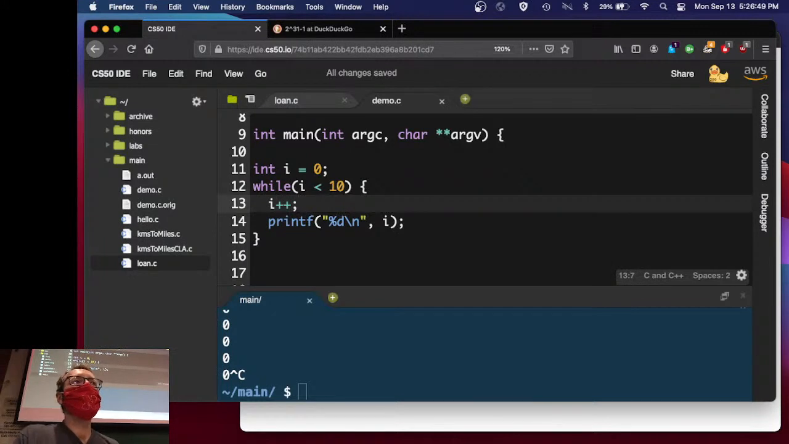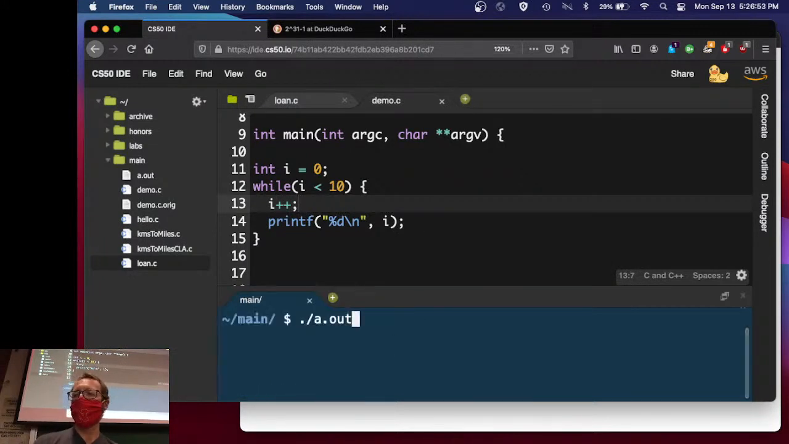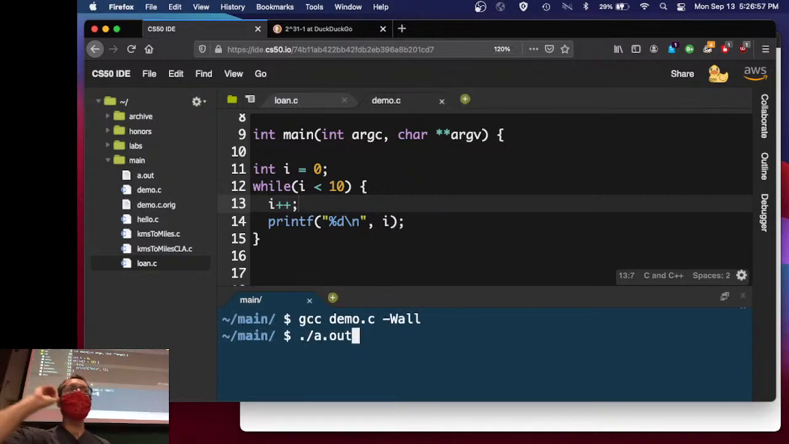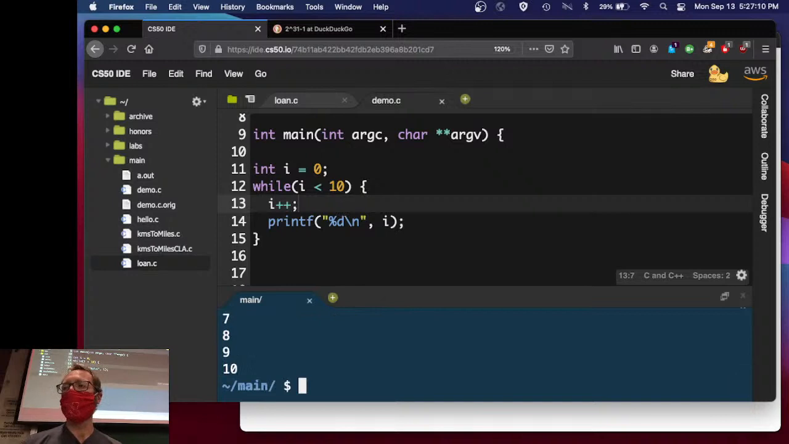What if I put the plus plus there? What's it going to print now? So i is 0. i is strictly less than 10. It comes in and immediately, before it prints, it increments it to 1. So it starts out at 1. Right? What's it end at? Let's find out. 10. Why?